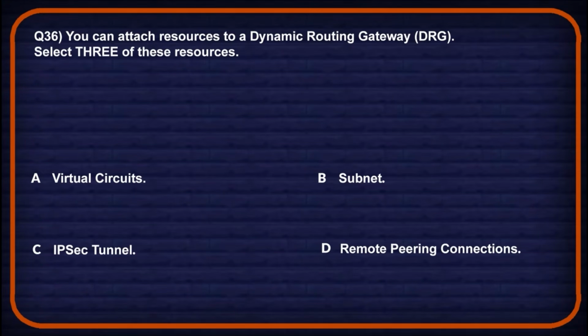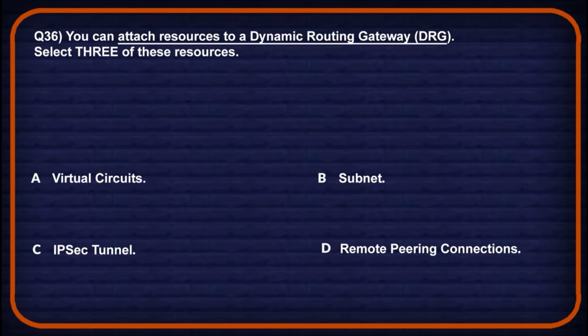Okay, let's look into question number 36. You can attach resources to a dynamic routing gateway. Select three of these resources. Okay, let's look into the options. Option A, virtual circuit. Virtual circuit enables FastConnect attachment to a DRG for private connectivity. Option A might be a potential answer.